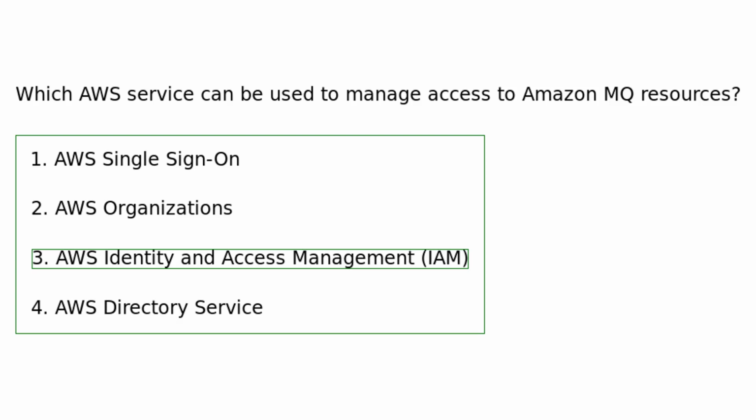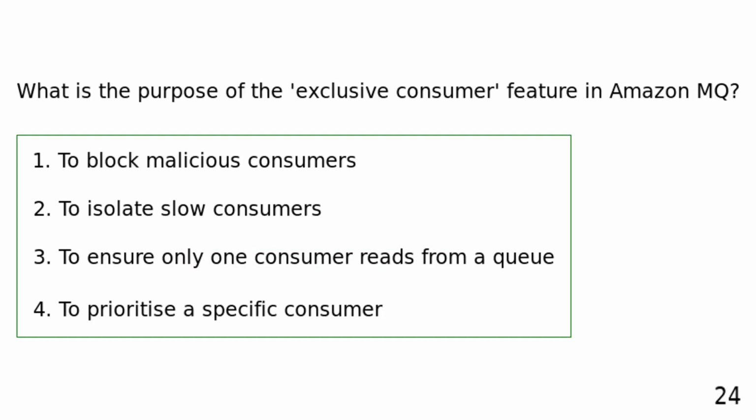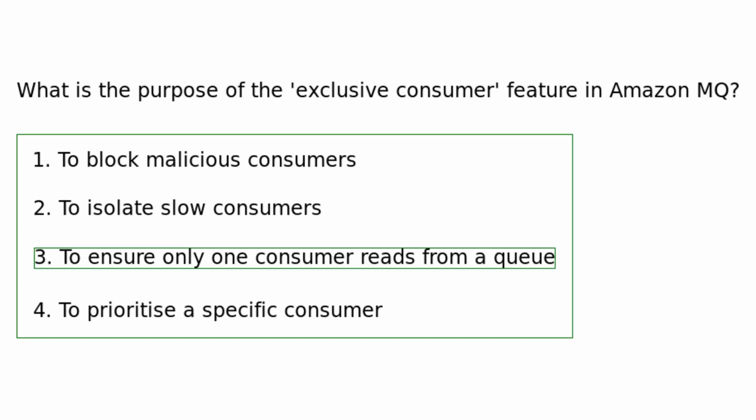delete brokers and queues. What is the purpose of the exclusive consumer feature in Amazon MQ? To block malicious consumers. To isolate slow consumers. To ensure only one consumer reads from a queue. To prioritize a specific consumer. The exclusive consumer feature ensures that only one consumer can read from a queue at a time, useful for tasks that require strict message ordering.